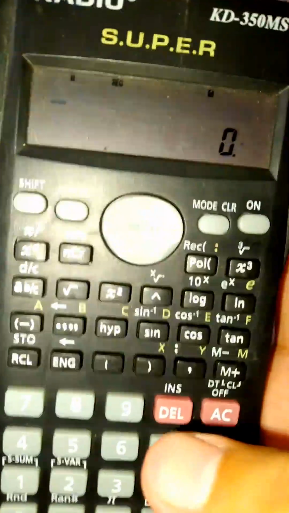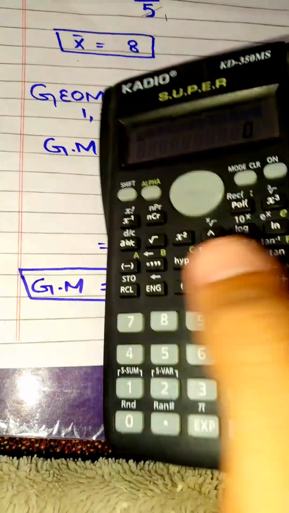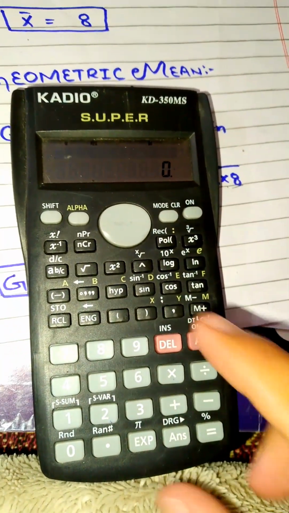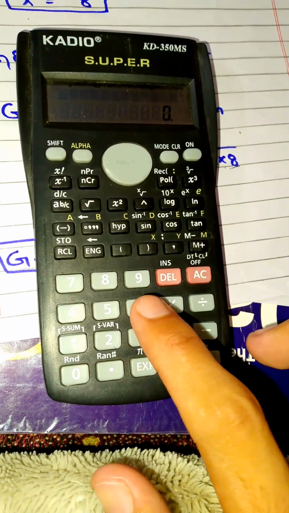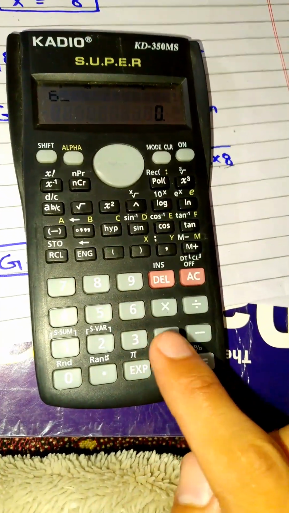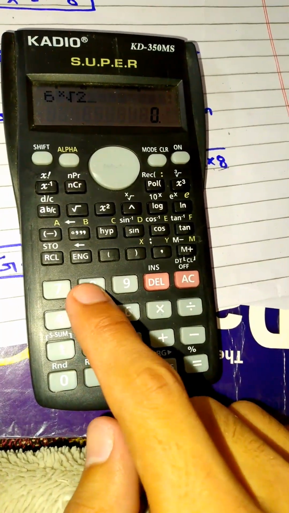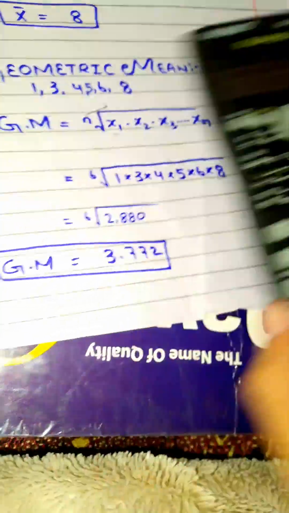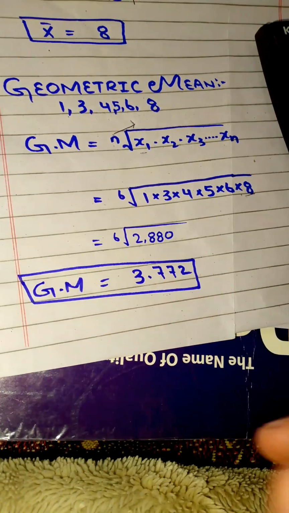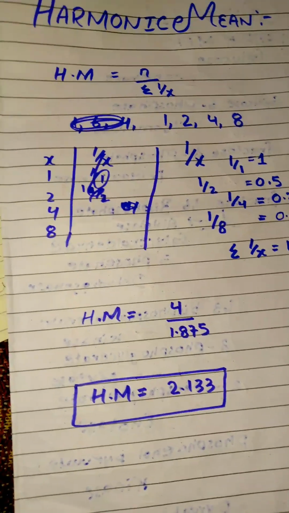Now by using a calculator you can easily take the nth root of this number. So to take the 6th root we can press first 6, then press shift, then press this button and put in the value 2880, and our answer is 3.772.